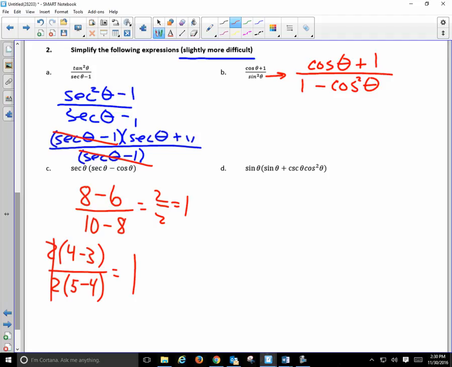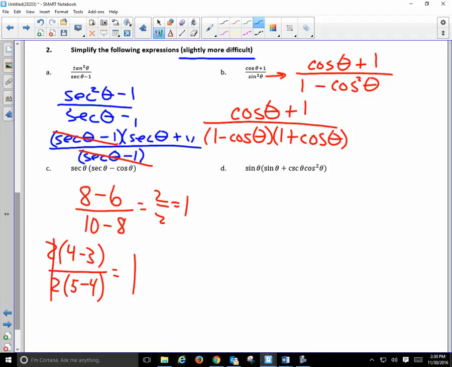Can I factor 1 minus cosine squared? What does it factor to? Thank you, Tito. Are these two the same? They are. So I can cancel those two out. And I'm left with 1 over 1 minus cosine of theta.